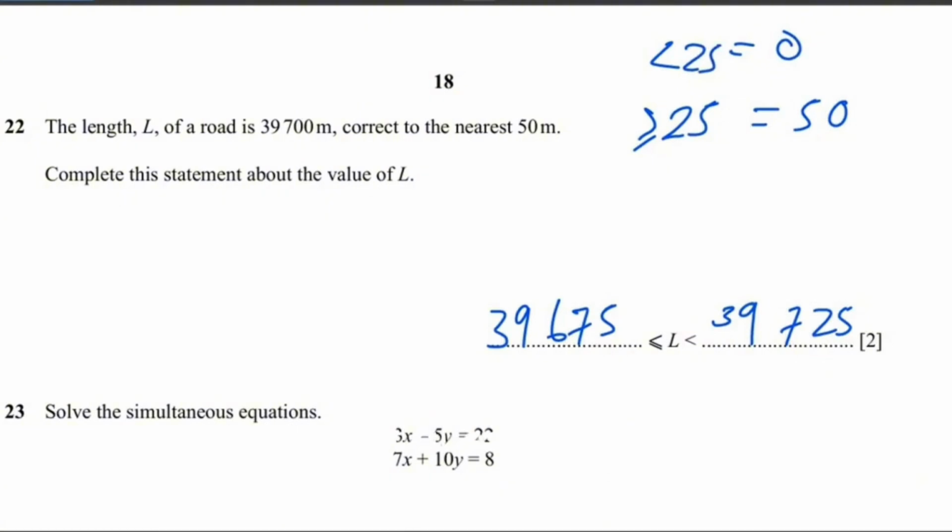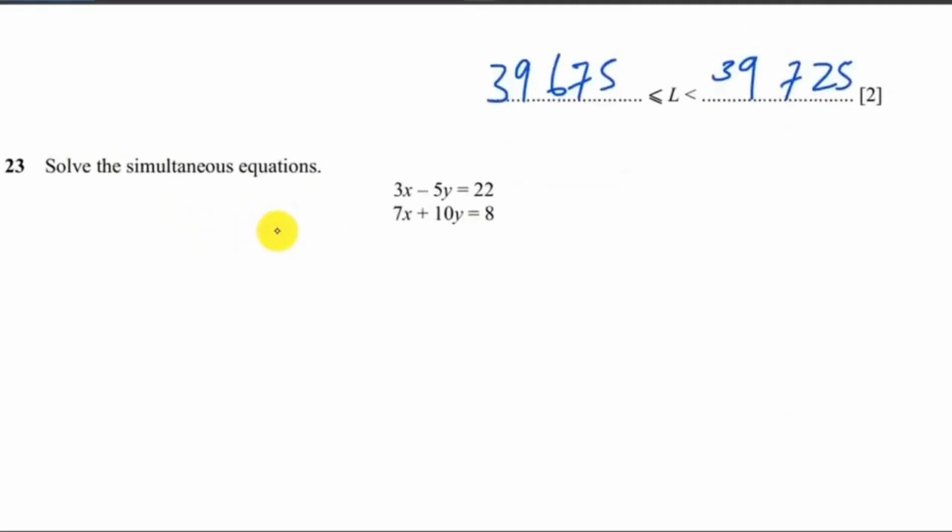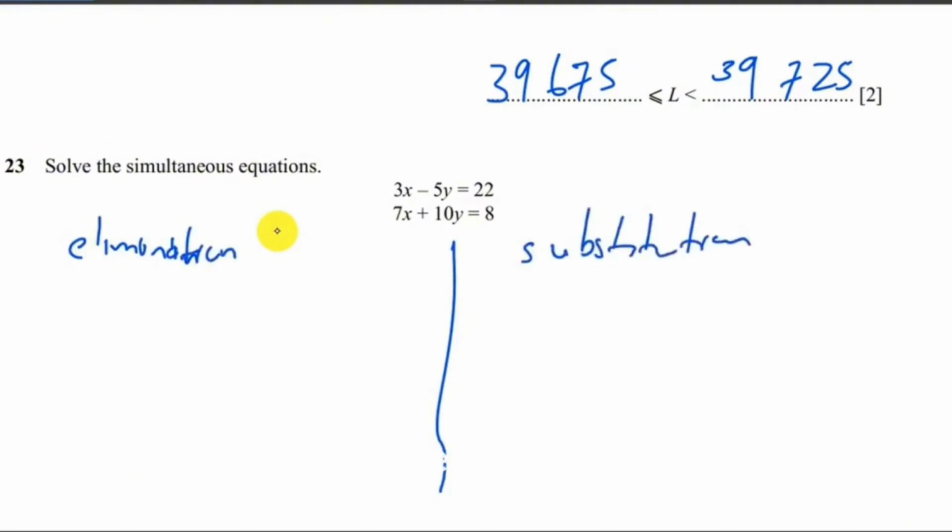And the last question, solve the simultaneous equations 3x minus 5y equals 22 and 7x plus 10y equals 8. So to solve the simultaneous equations, we can use one of two methods. We can use the method of elimination, or we can use substitution. Normally we find it is easier to use substitution when one of the unknowns already has a coefficient of 1. So in this case, it would be easier to use elimination. How do we use elimination?